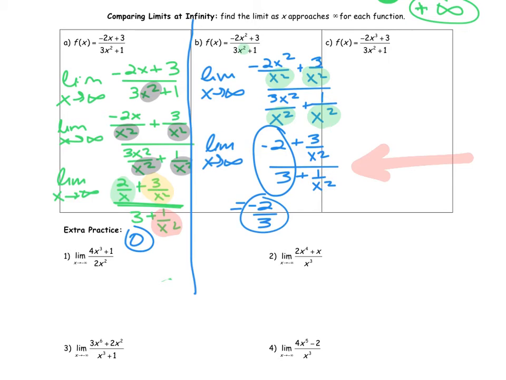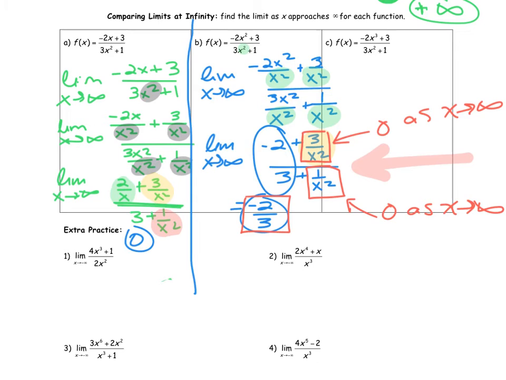And I noticed that I have negative 2 plus 3 over x squared. Remember, we're talking about end behavior here. 3 over x squared, as x is getting huge, and we're dividing a small number by a huge number, this entire term is going to go to 0 as x approaches infinity. Similarly, we see the same thing for the 1 over x squared. I have 1 over infinity, so this is going to be 0 again as x approaches infinity. So really, I have negative 2 plus 0 over 3 plus 0. So my final answer is going to be negative 2 over 3.